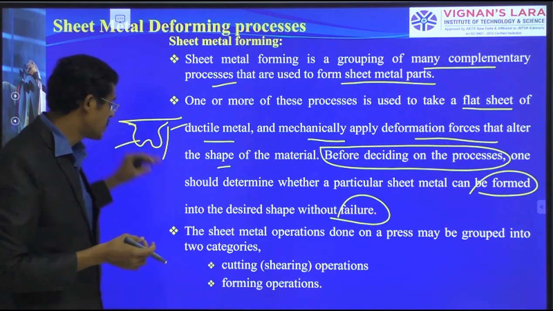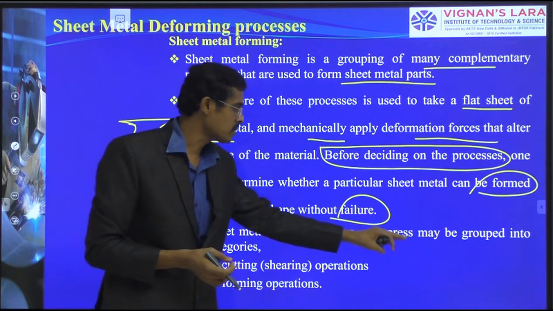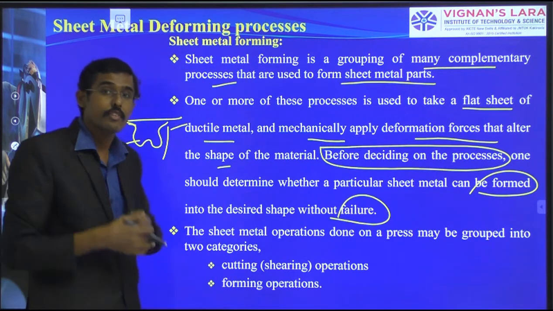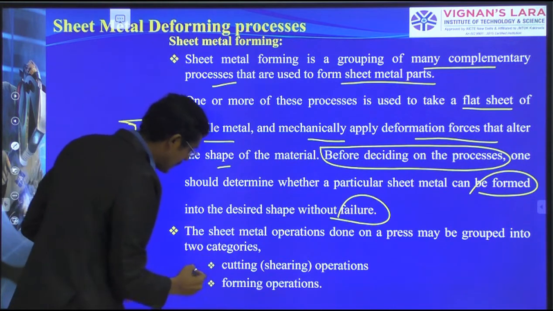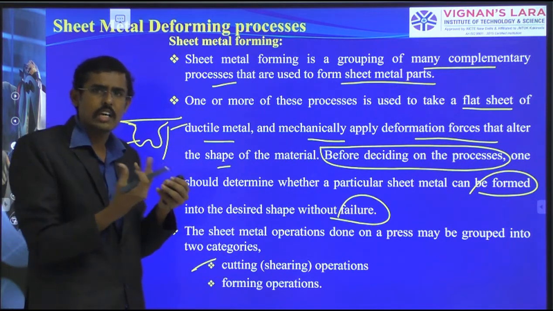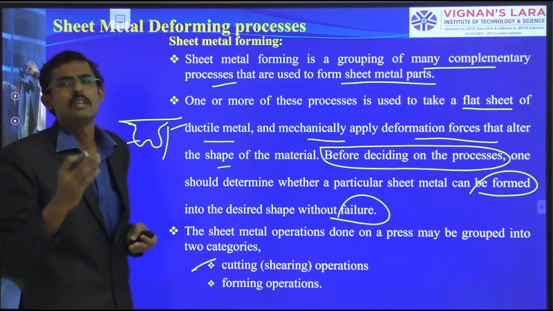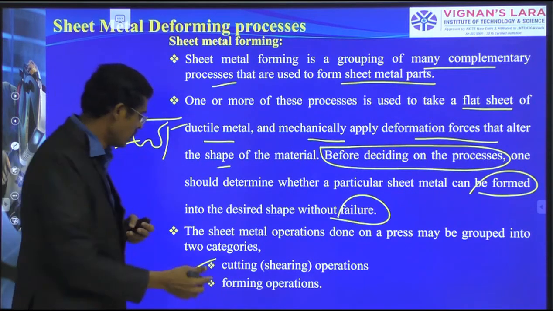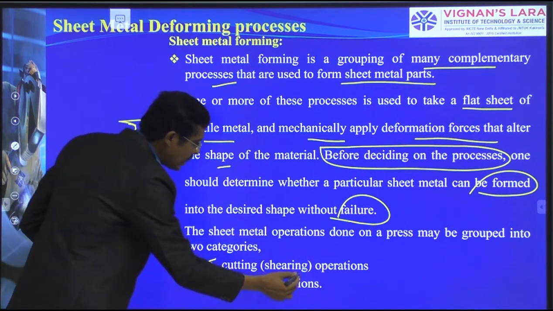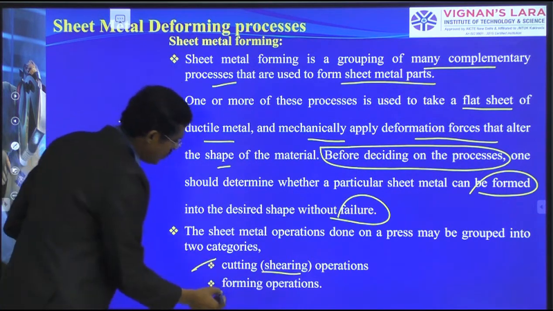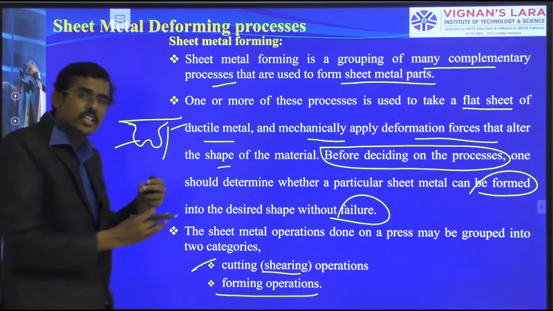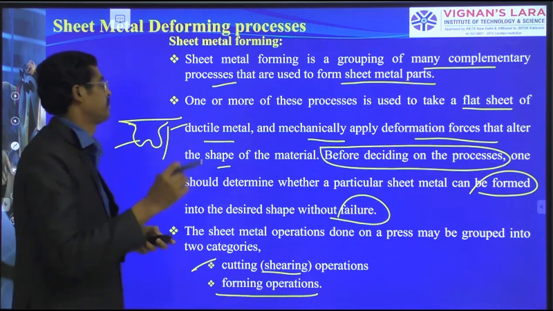Therefore, the sheet metal operations done on a press may be grouped into two categories. One, if it is breaking, I am naming this as cutting operations, as we are removing the product, cutting, converting into two or three pieces. So one is cutting, or this is shearing operations, and one more I am dividing is forming operations. Maybe this sheet is converted into a forming design, changing of the shape.